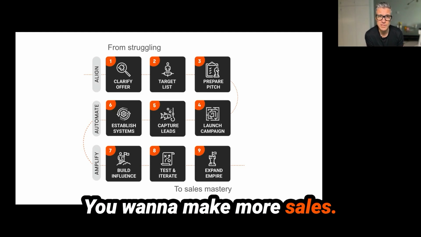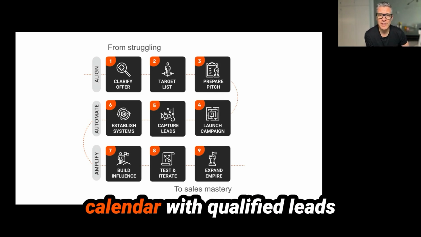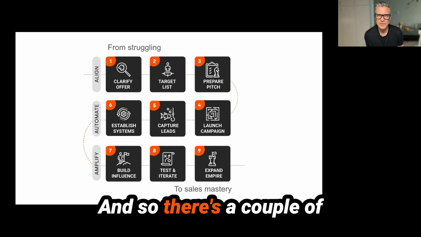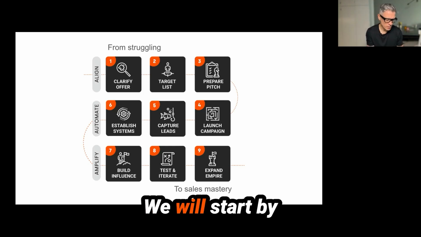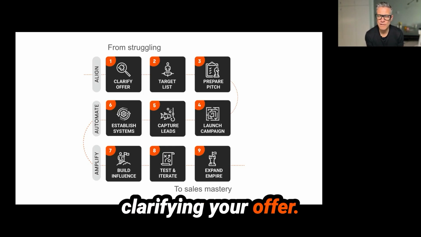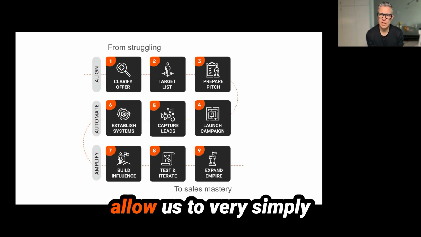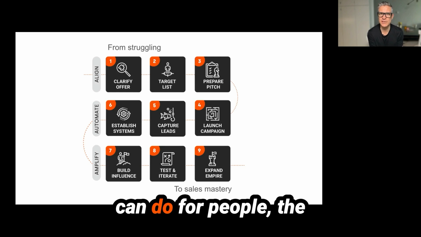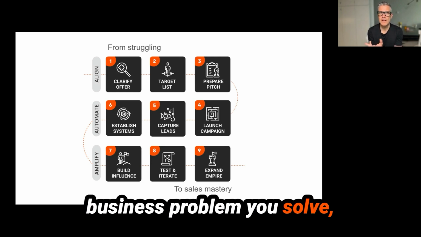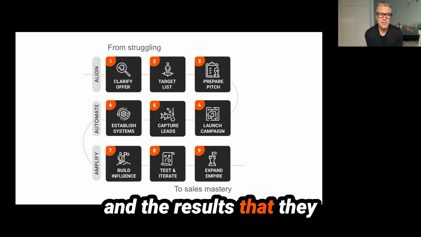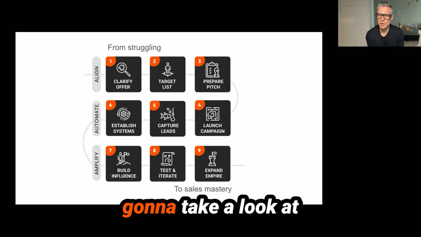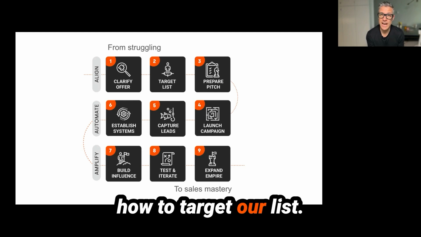You want to make more sales, get more calls on your calendar with qualified leads and be able to close them. And so there's a couple of things we want to cover. We will start by clarifying your offer. I have an exercise that will allow us to very simply explain what it is that you can do for people, the business problem you solve, and the results that they can expect when they work with you and your product. The second step is we're going to take a look at how to target our list.